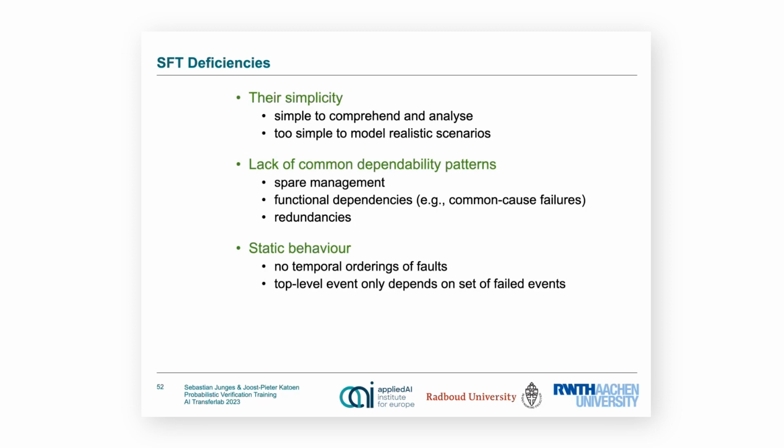Think about your car. You have 4 tires, but of course you always have a spare tire. So if one of the components, one of your tires fails, you have a spare and you can replace one of the tires with one of the spares. This you cannot model by static fault trees. Redundancies you can model to a certain extent, but not completely. And one of the things you also cannot model are things called common cause failures. You have a kind of a cause which is common to many different failures that can occur in your system. There's no temporal ordering of faults and so on and so forth.